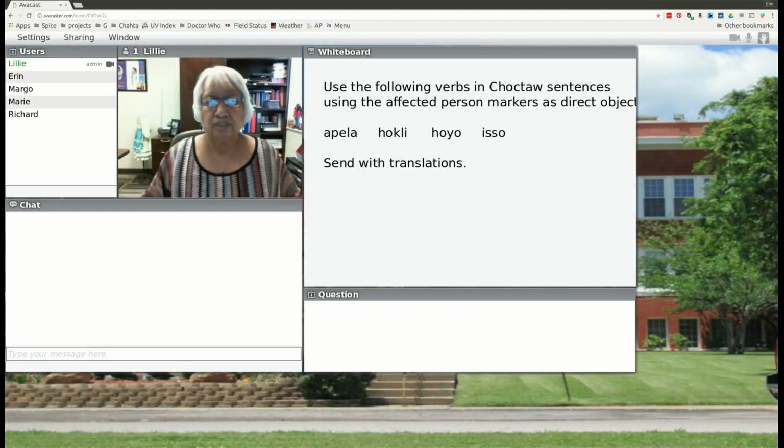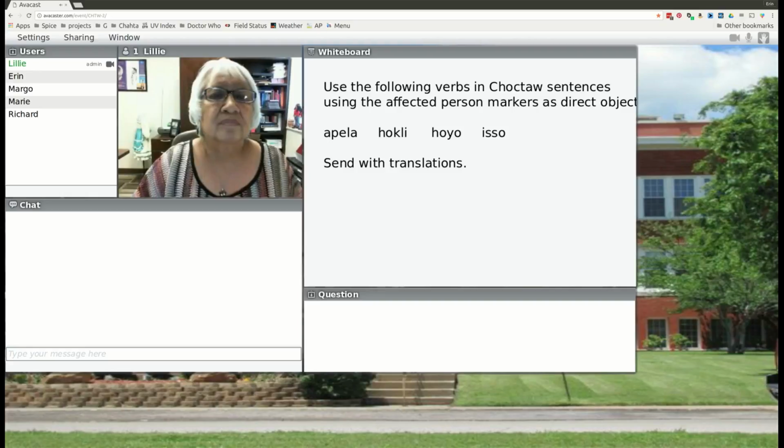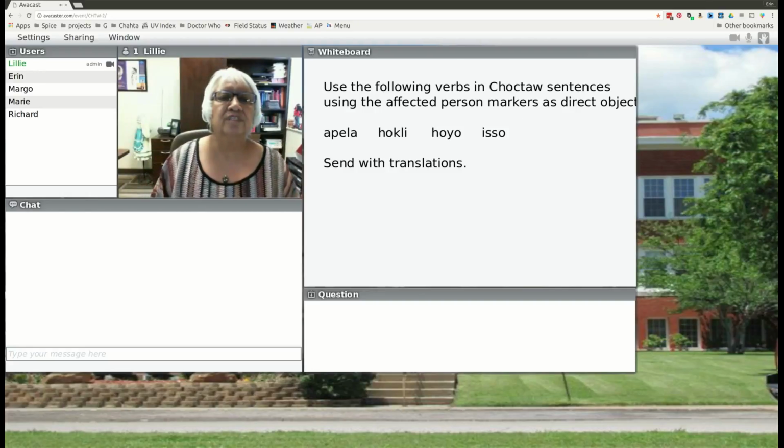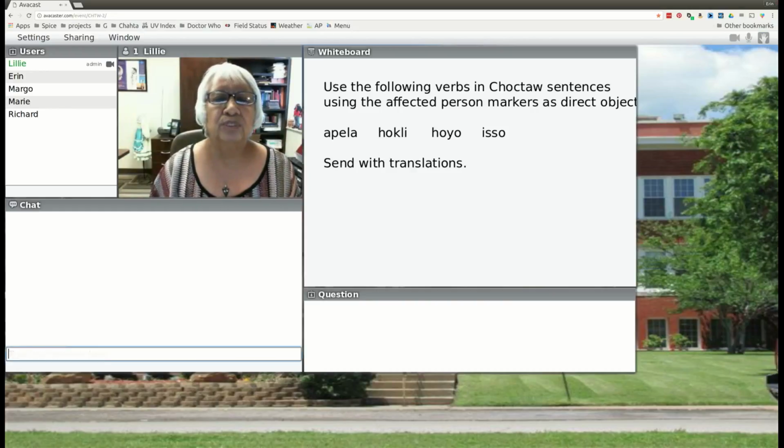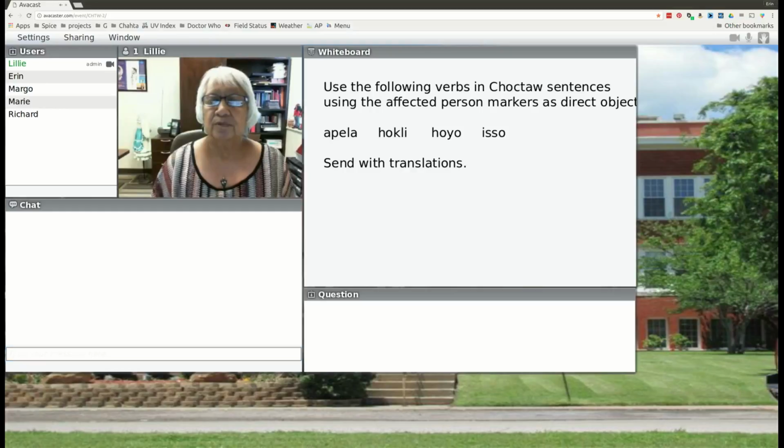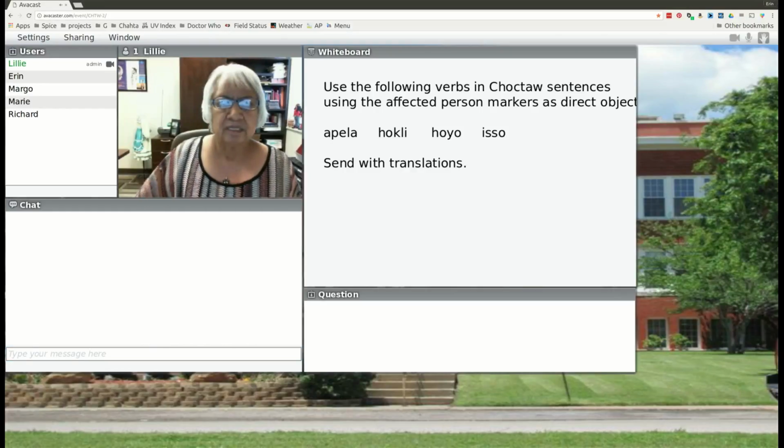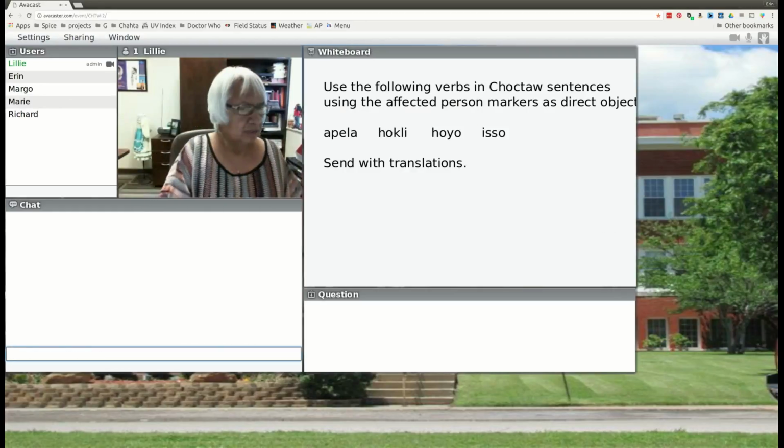Okay, use the following verbs in Choctaw sentences using the affected person markers as direct objects. Apila, hokle, hoyo, and isso. And send with the translations, please. And I'll wait for your work to come in.